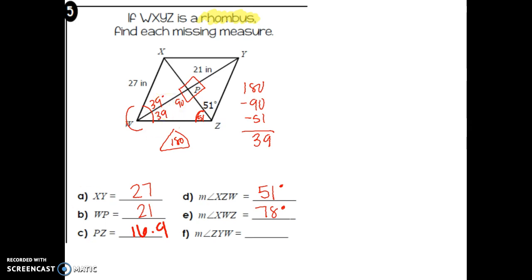We have Z, Y, W. That is this angle right here. And we do have its alternate interior, which is 39. Therefore, this is also 39 degrees.